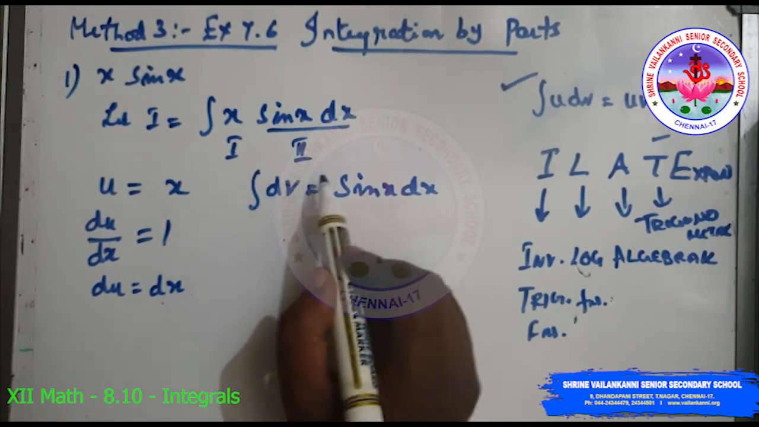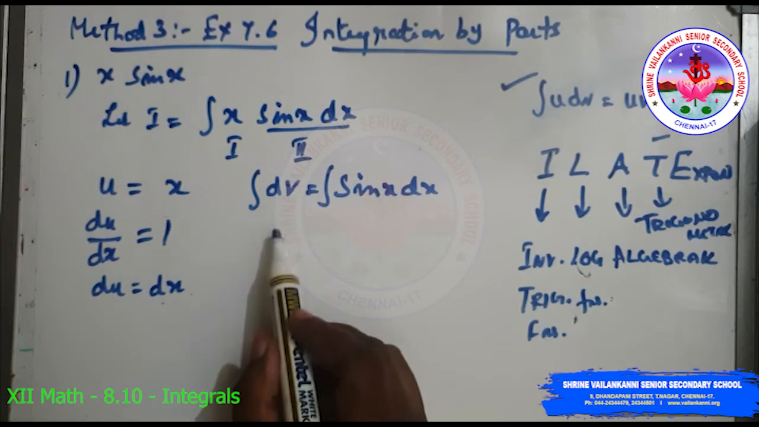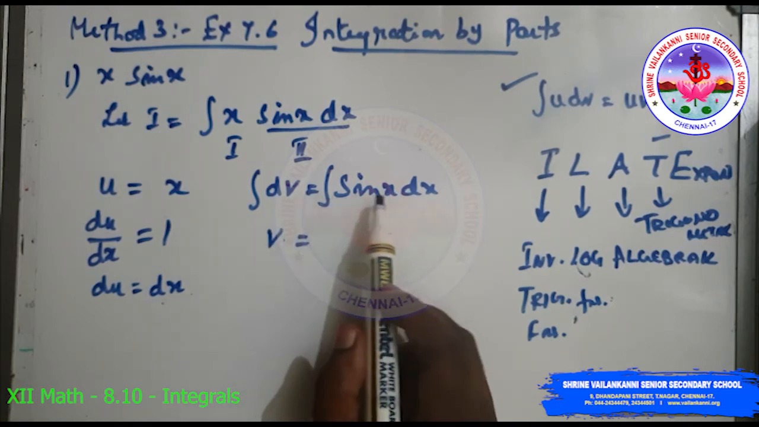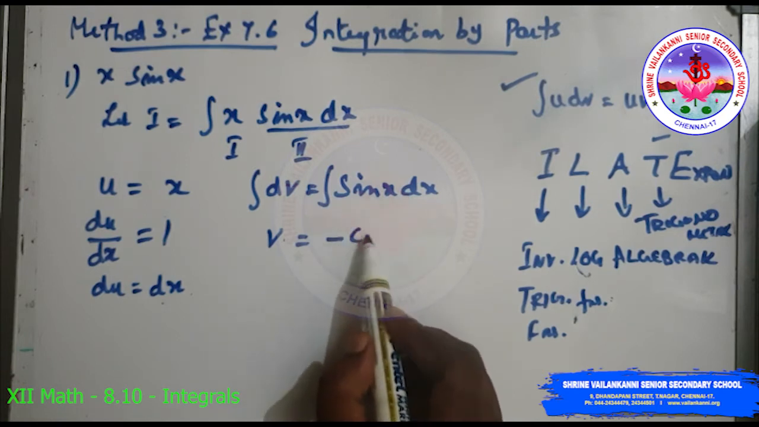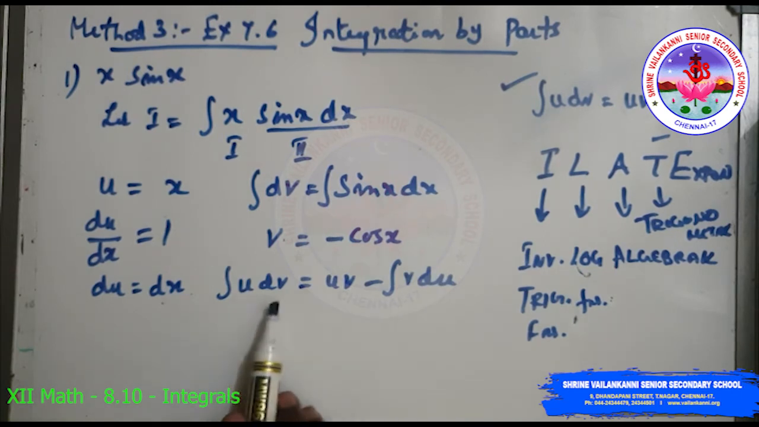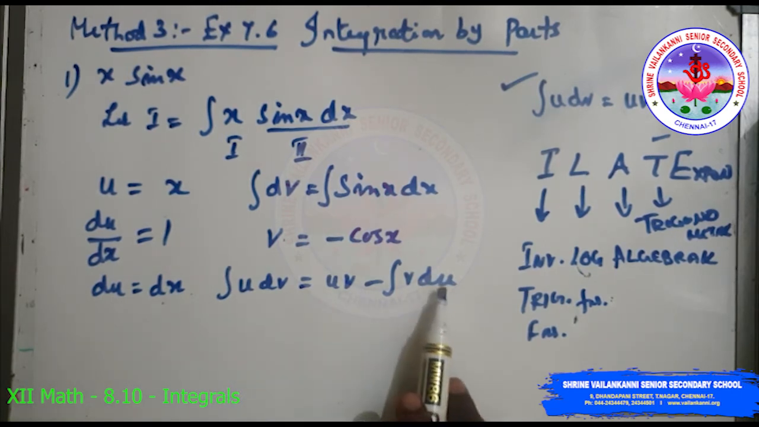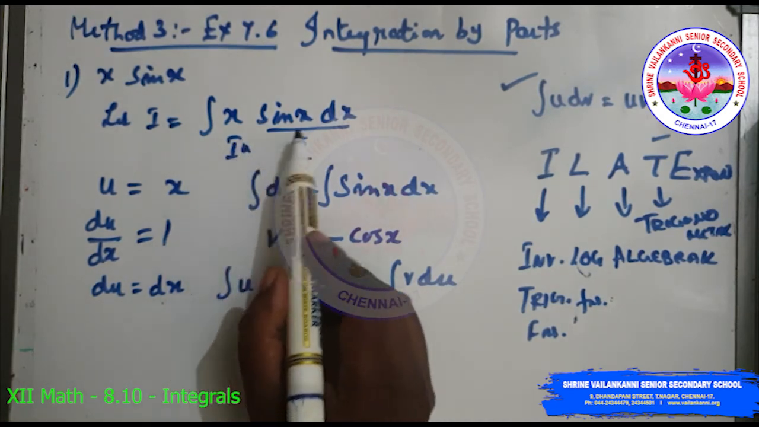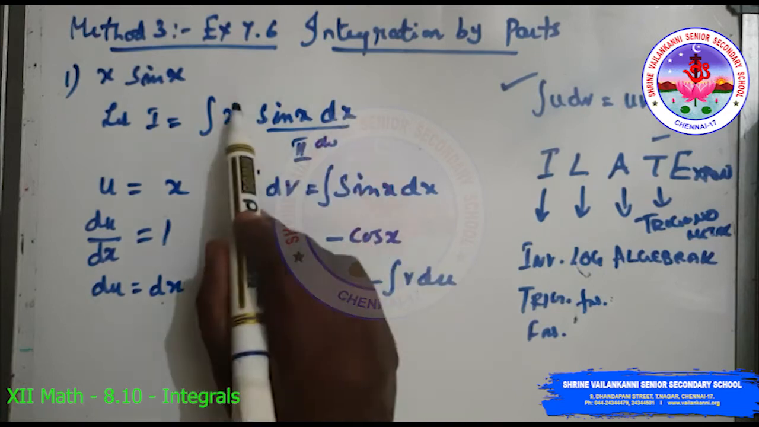Here I have to get the value of v, so I am going to integrate both sides. When we integrate dv, we get v, which is equal to integral of sin x dx, which is minus cos x. Now I am going to use the formula, integral of u dv equals uv minus integral of v du. The first part I have taken as u and the second one as dv. So this is u dv.